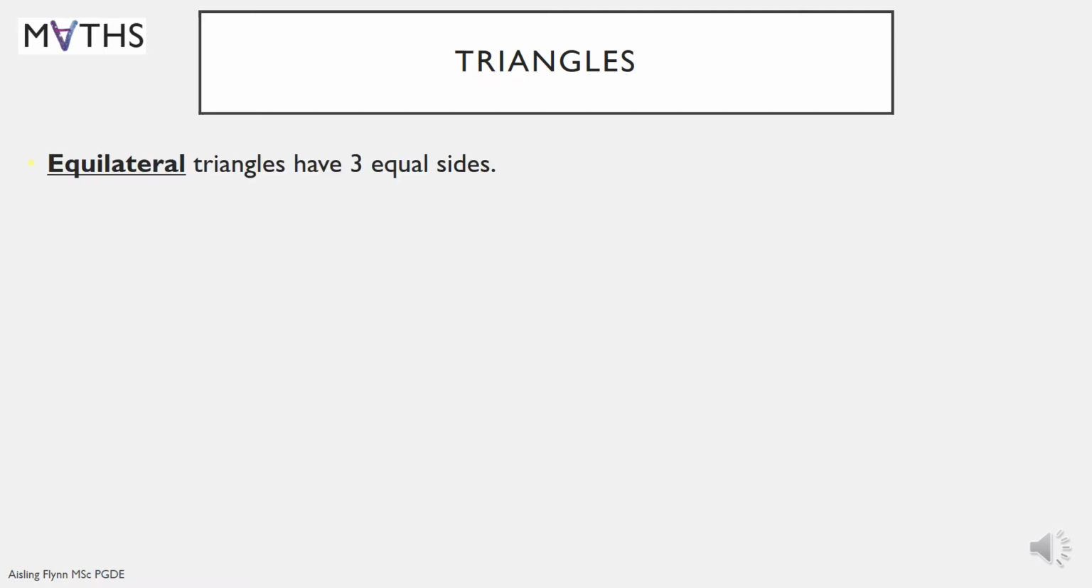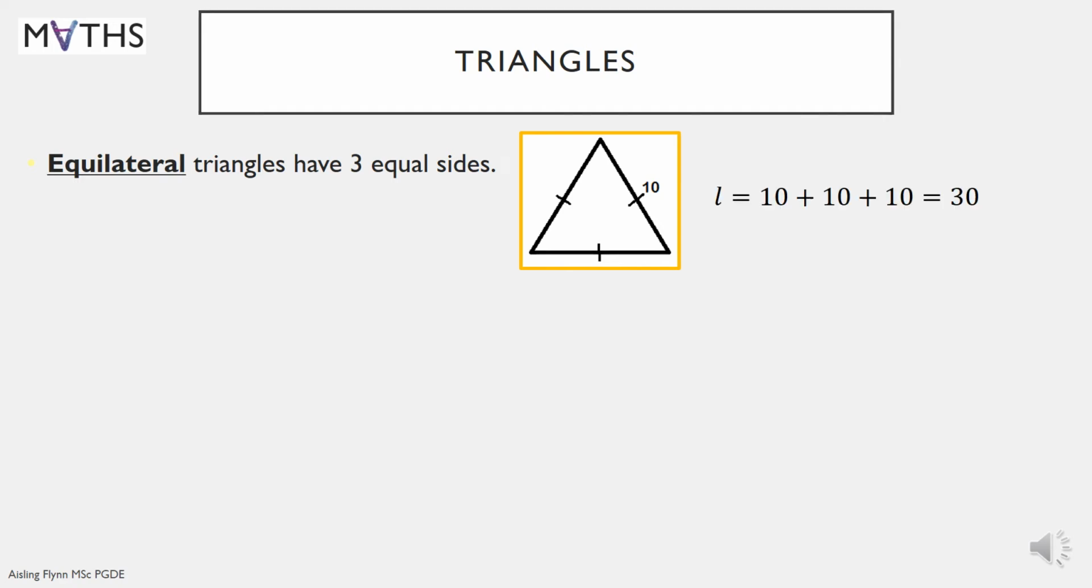Triangles. Equilateral triangles have 3 equal sides. So the word equilateral, equi means equal and lateral refers to the sides. We have 3 equal sides like this. This one here has side 10. The markings on the sides indicate to the reader that all 3 sides are equal. So the perimeter of that triangle is 10, 10 and 10, or 30.